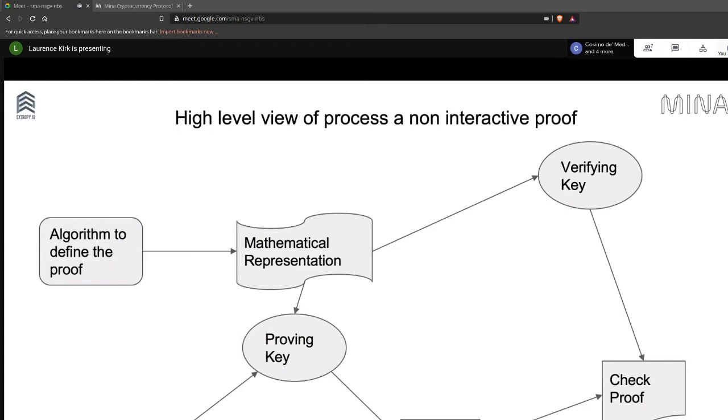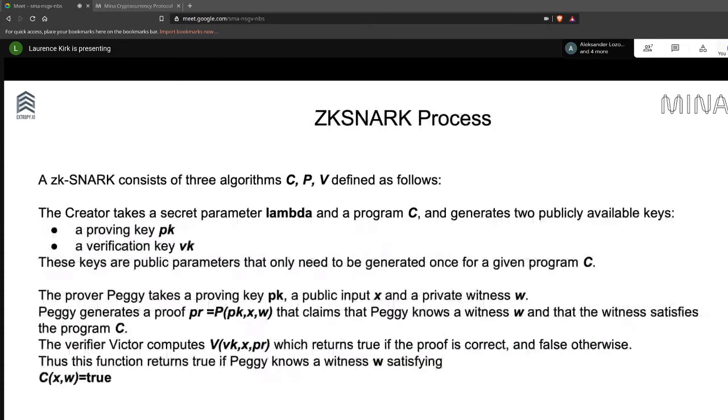The proving key is given to Peggy, and she can add her secret in and use it with this proving key to produce a proof. And the verifying key is given to Victor, and he can then use that to verify the proof that Peggy gives to him. More formally, these are some definitions of what it's about. I just want to show this to emphasize this secret parameter lambda.